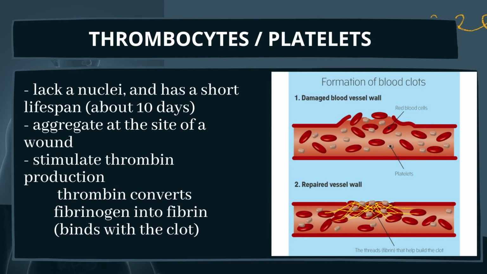The last cellular component are the platelets. They are also called thrombocytes. Because they lack a nucleus, platelets have a short lifespan, usually about 10 days. Platelets aggregate at the site of a wound. Broken cells and platelets release chemicals to stimulate thrombin production. Thrombin converts the protein fibrinogen into sticky fibrin, which binds with the clot.